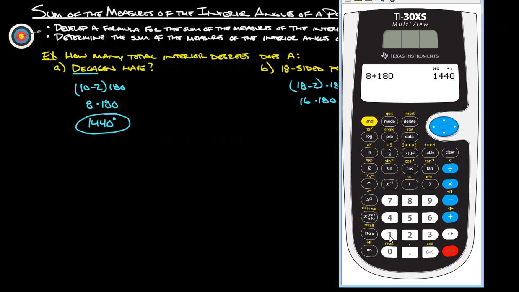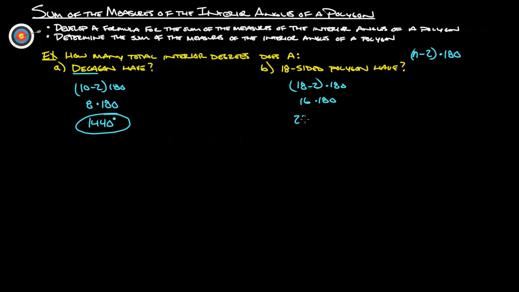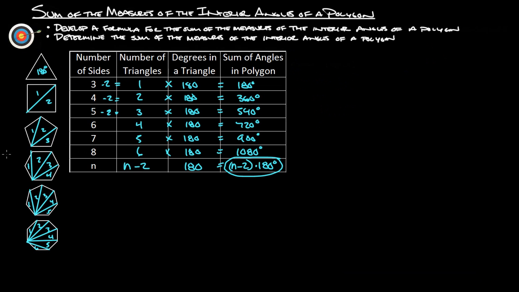Okay, 18-sided polygon: 18 minus 2 times 180 is going to be 16 times 180. We do that in here. 16 times 180 gives us 2,880 total degrees on the inside. And just to help you understand what we're talking about, if you take this octagon, all these interior angles right here, if you add them all up, it's going to equal 1,080 total degrees.